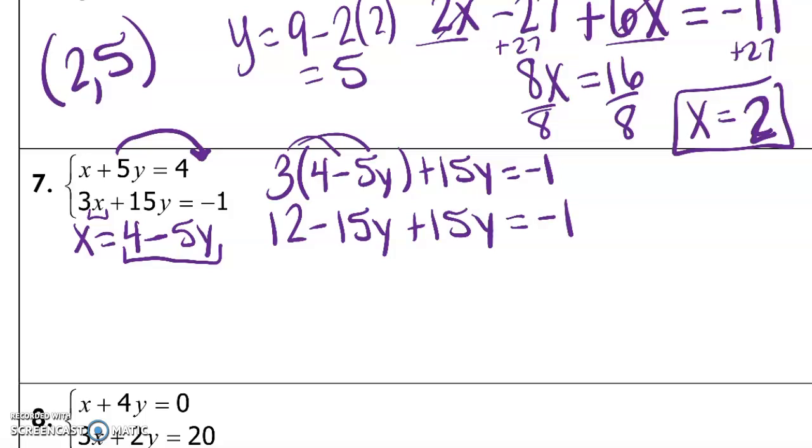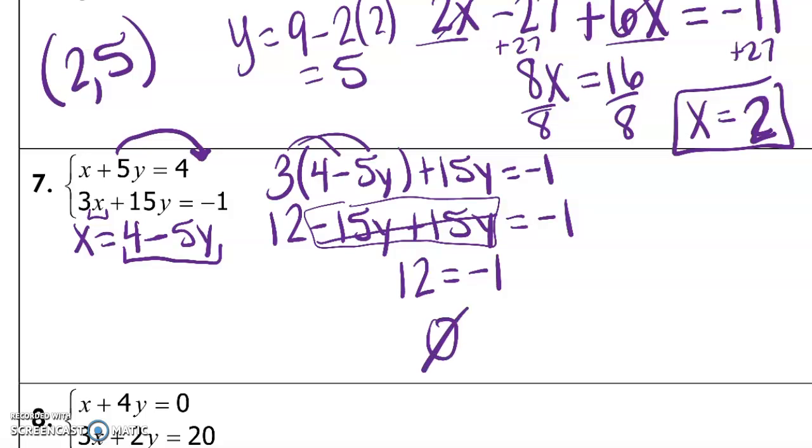So I'm going to show you 2 options. If all you do is combine your like terms, negative 15y plus 15y, those are gone. It's 0y, which is just 0. What you would write is 12 equals negative 1. That is a false statement, so there are no solutions. Your answer is no solutions. So again, you can write out no solutions, or you can put a 0 with a slash through it.